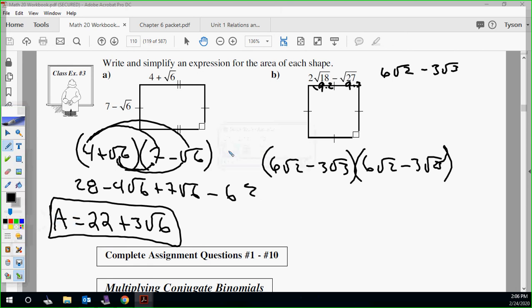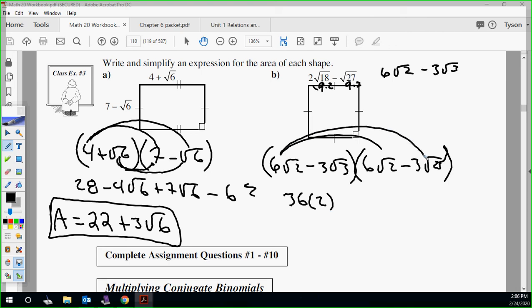So now we're just going to go ahead and FOIL these out. So we get 6 root 2 times 6 root 2 is 36. And since they're both root 2's here, it's just a 2. Does that make sense? It's 6 times 6 for the 36. Root 2 times root 2 is just 2. You can write root 4 if you want, but you'll probably get tired of it.